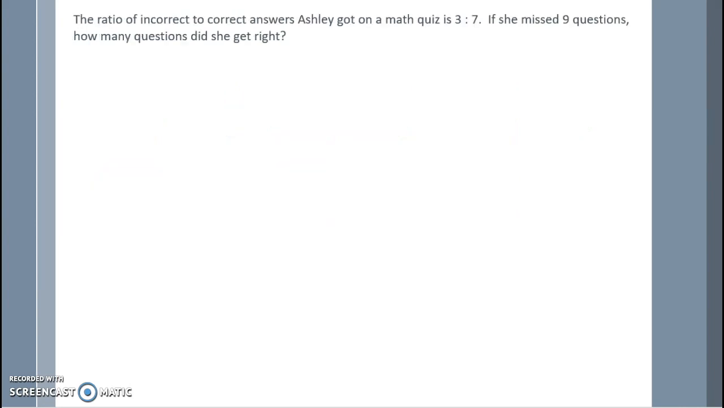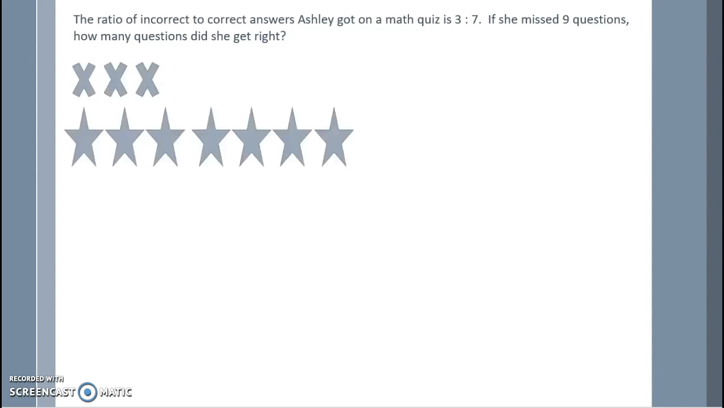The ratio of incorrect answers Ashley got on a math quiz is 3 to 7. If she missed 9 questions, how many questions did she get correct? So I know that there are 3 wrong for every 7 that she gets correct, but she missed 9 questions. So we need to build enough sets to get 9 X's to see how many questions she got right.